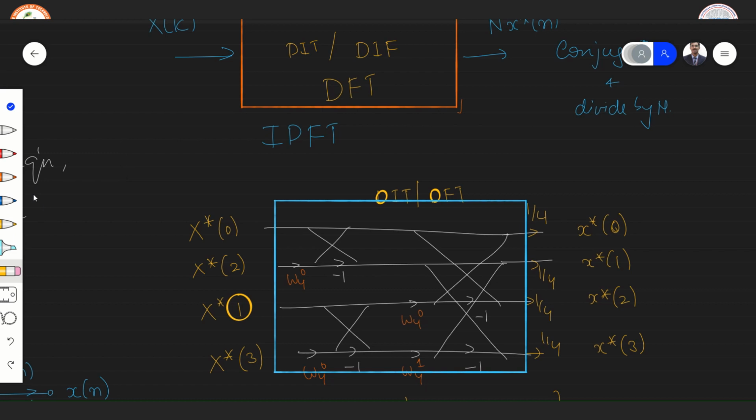So the input applied here was X*[k]. The result we obtain here is x*[n], from which if you want to take x[n], we have to conjugate each of these outputs. So conjugating each of these outputs will give you the expected result.